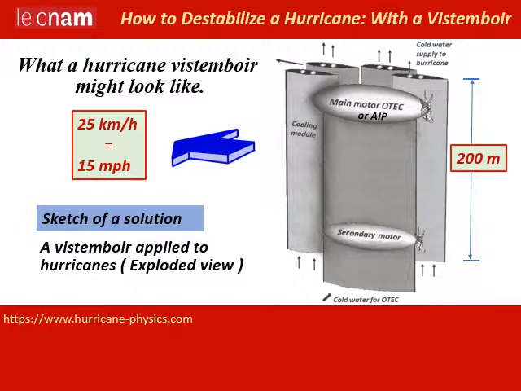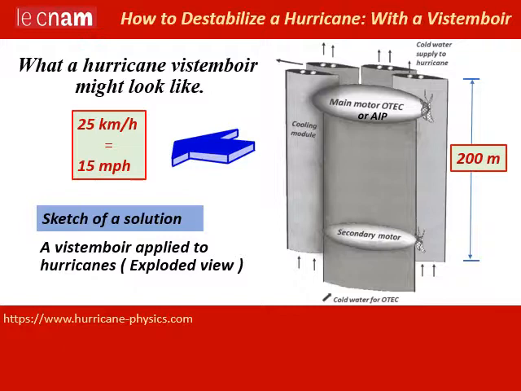It would be controlled remotely from a base. Mechanical energy, produced by the main engine, would propel the underwater vessel and pump cold water. A secondary engine would balance and stabilize the device. It would draw power from the main engine to run its own propellers and accessories.